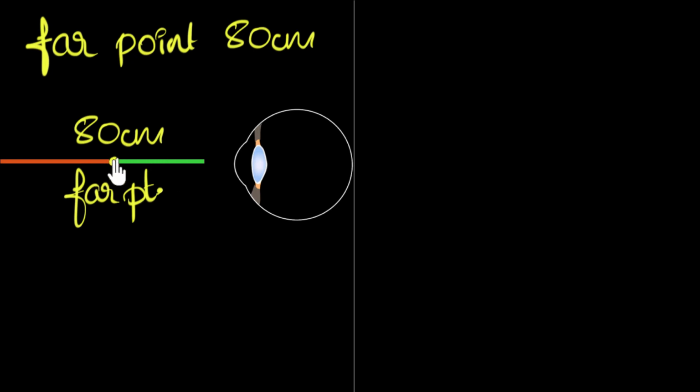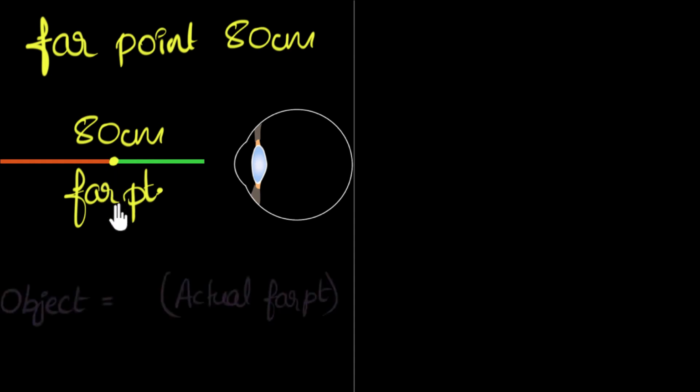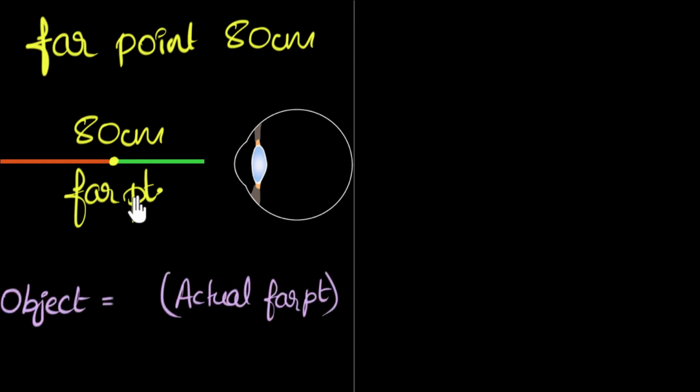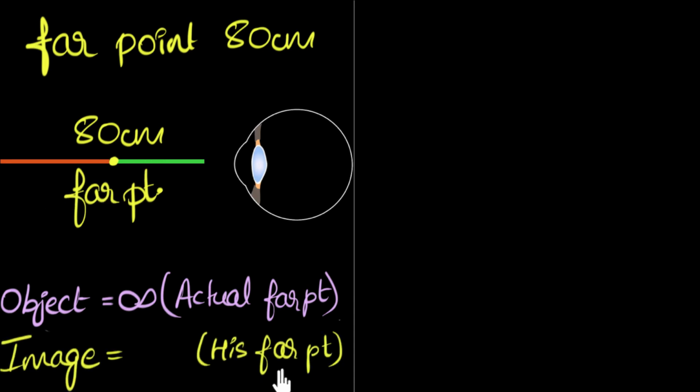This means that the person cannot see anything farther than 80 centimeters because it's the far point, but he can see closer than 80 centimeters. So how do I figure out what is the nature and the power of the glass required? Again, we don't have to remember anything. We can just think of it logically. The way I like to think about it is, our glass should be such that if an object is kept at his actual far point, because we are correcting for his far point, remember, at his actual far point, what is the actual far point? Infinity. Then its image should be formed at his far point. Does that make sense? Then we will be correcting his far point.